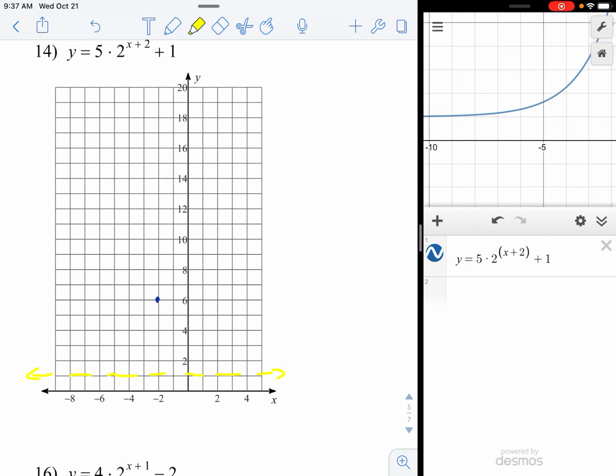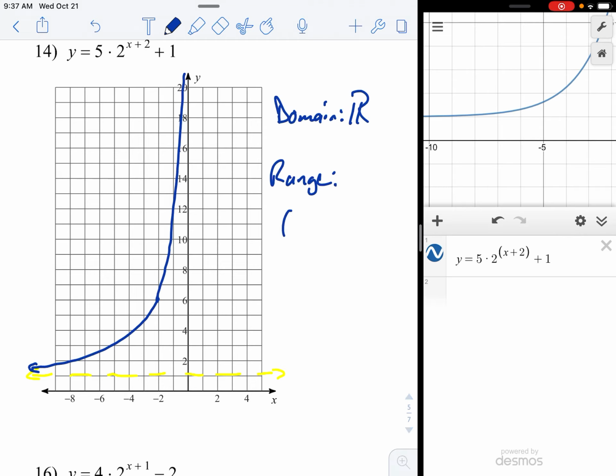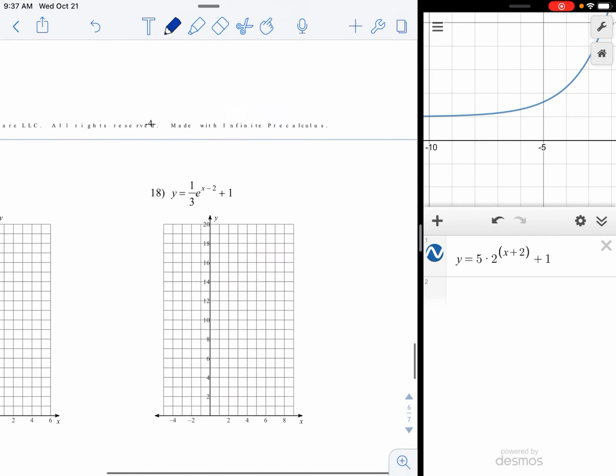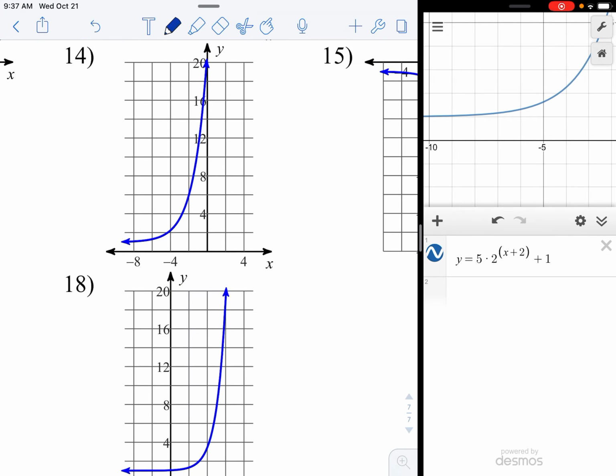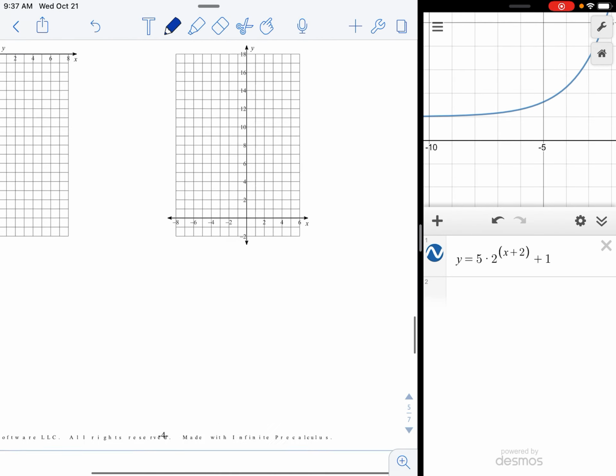And now I just got to draw my curve. So it doesn't cross the y-axis until way up there. Curves out kind of like this. Domain, all real numbers, range. Lowest point to highest point. The lowest it reaches is 1, but it doesn't actually reach that. It's just a barrier, so there's a parenthesis, up to +infinity. Check number 14, and there it is. Pretty much the same.